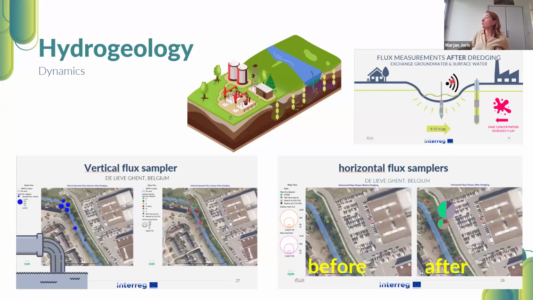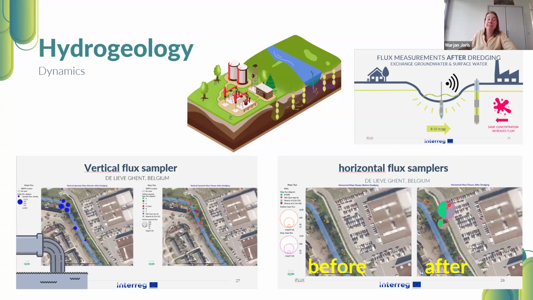So indeed, the dredging of the riverbed had the result that the drainage capacity of the river was restored, and more contamination from the banks, from the historical contamination at the industrial site, was flowing to the river, with the risk of contaminating the surface water.